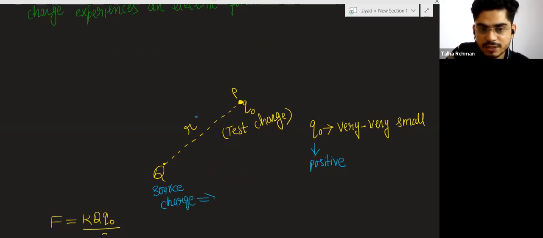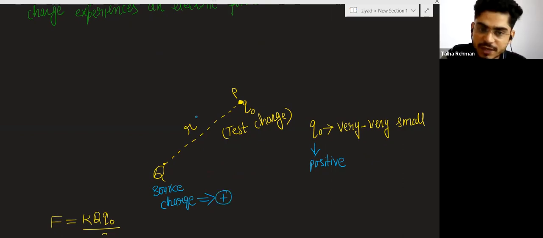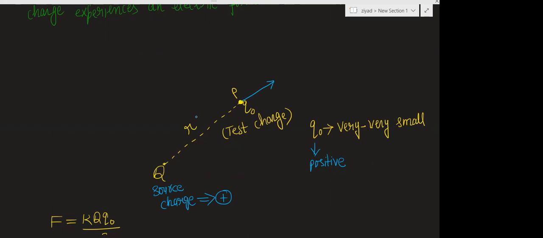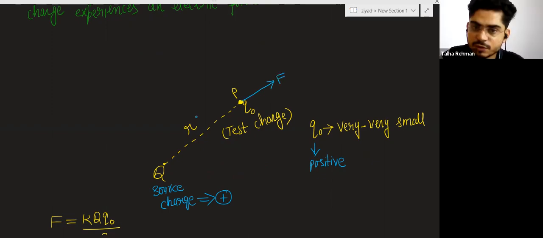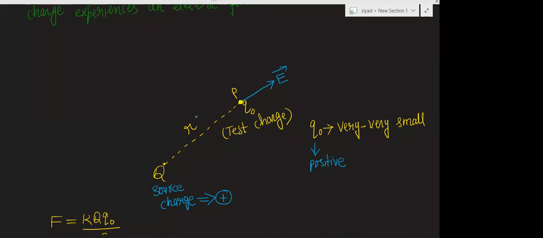And this source charge is again positive. So due to this charge, according to Coulomb's law, the direction of force will be in this direction, and that direction of force is the same as that of the direction of electric field. Means due to the positive charge, the direction of electric field at any point will be away from the charge.